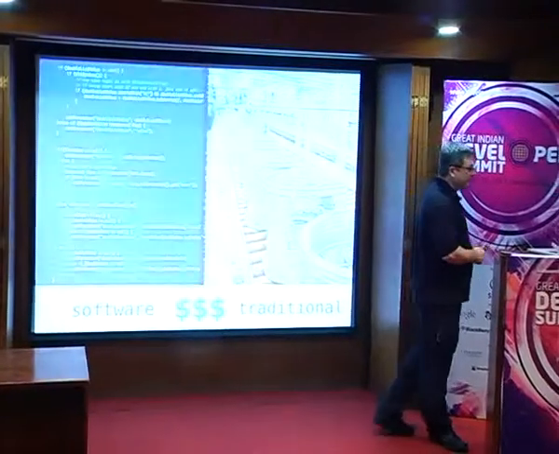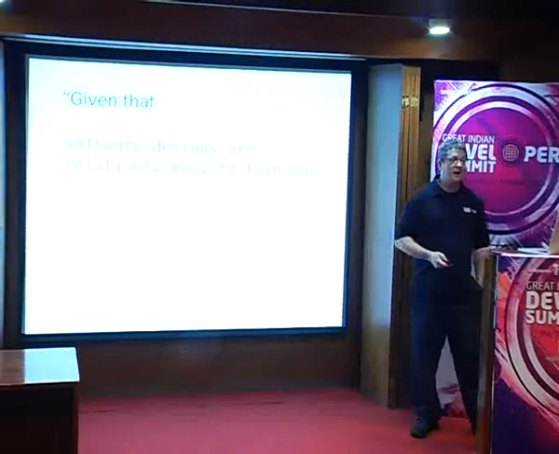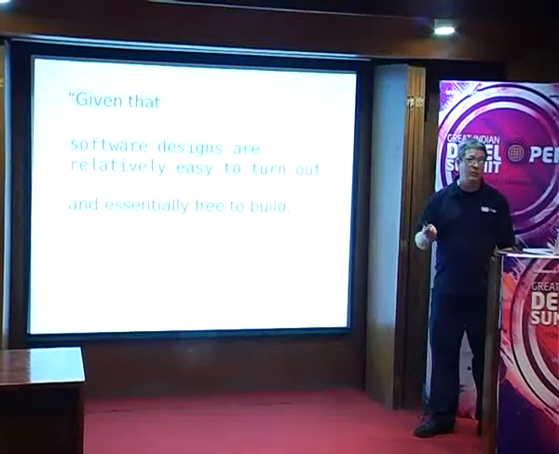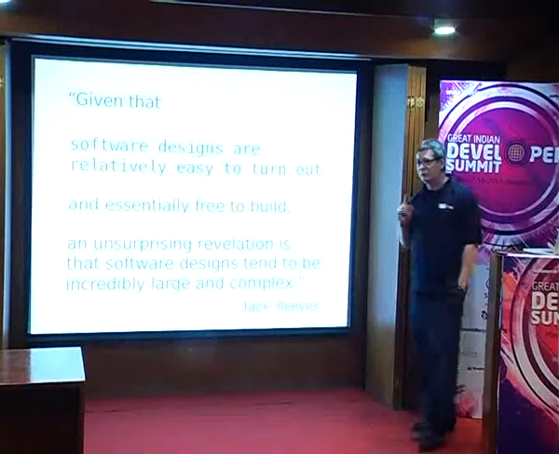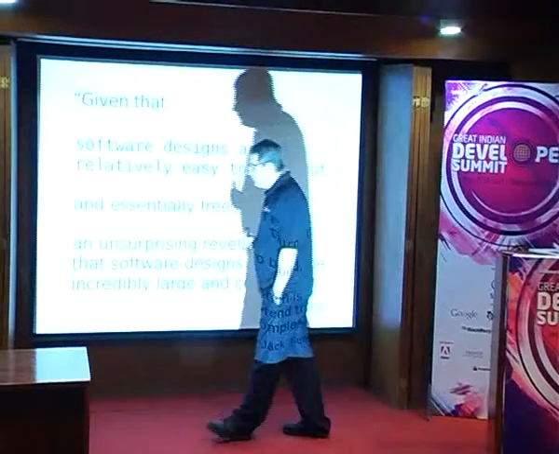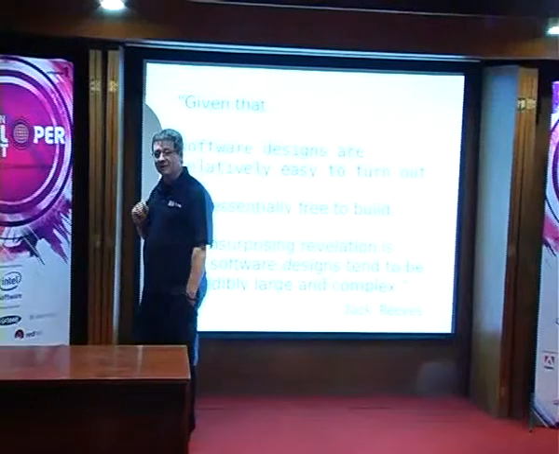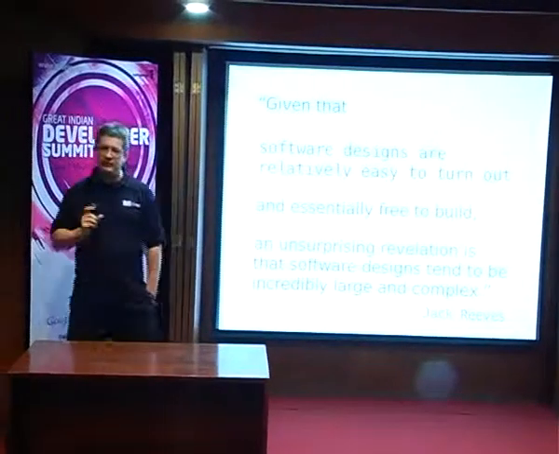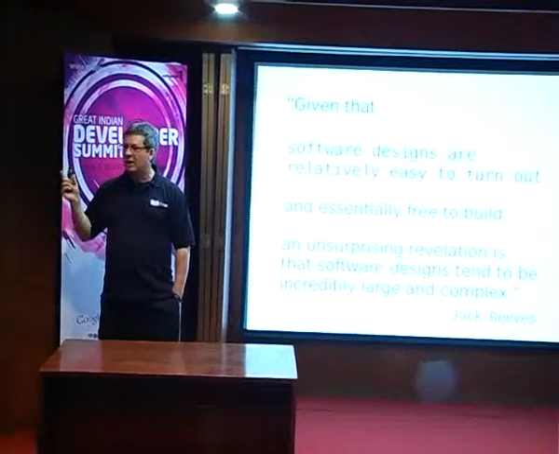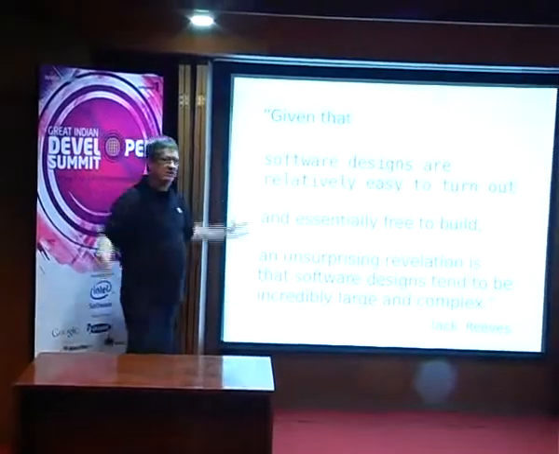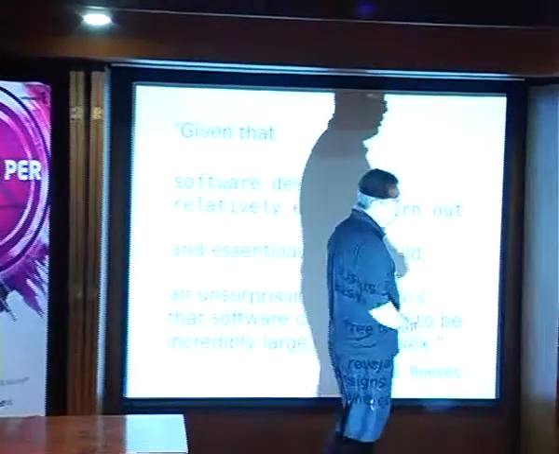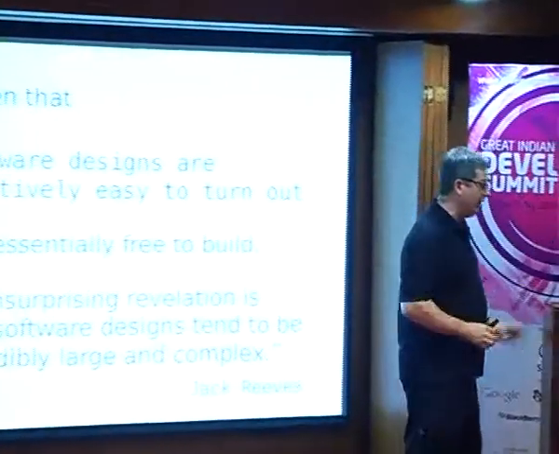And so Jack Reeves says, given that software designs are relatively easy to turn out and essentially free to build, an unsurprising revelation is that software designs tend to be incredibly large and complex. They are, in fact, the most complex things created by humans right now, I think, because we don't have a lot of the physical constraints that the real world has on keeping us from just building everything. A lot of the complexity that we see is imposed by ourselves because we can make changes all the time and build more and more elaborate things, because it costs us nothing to rebuild it and try it except time.